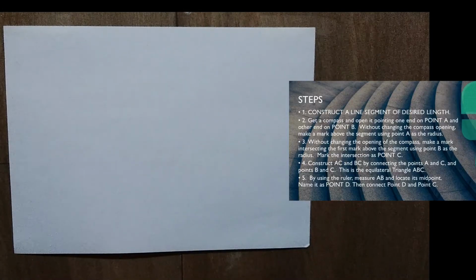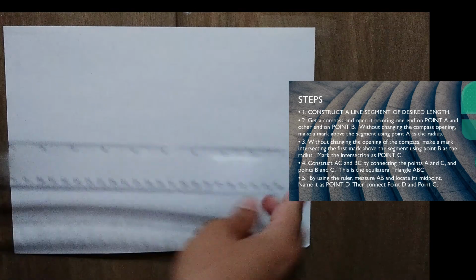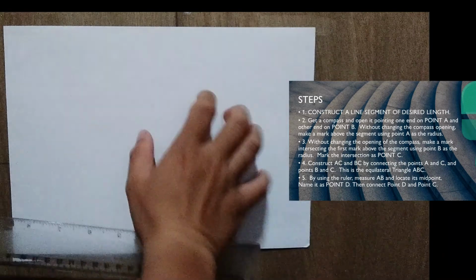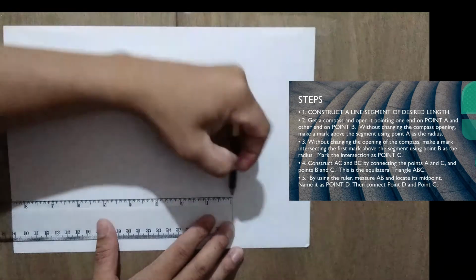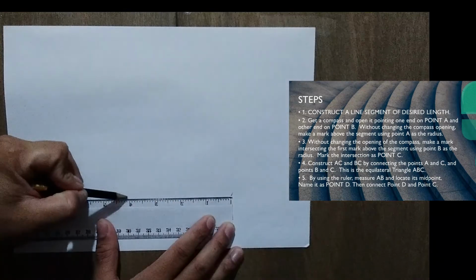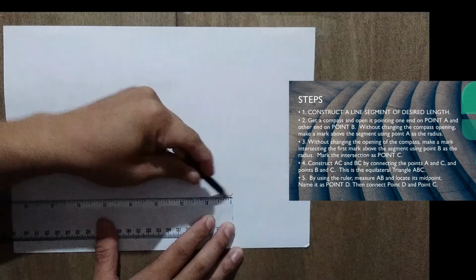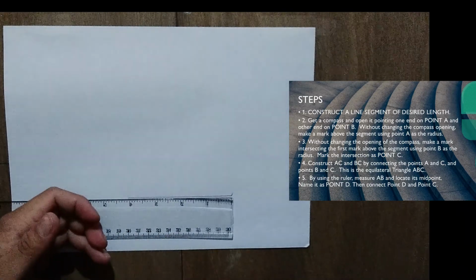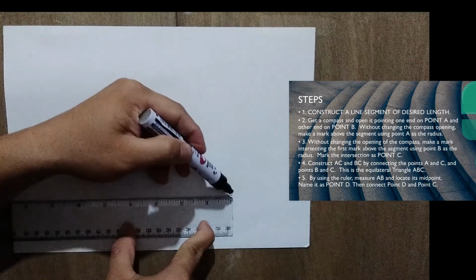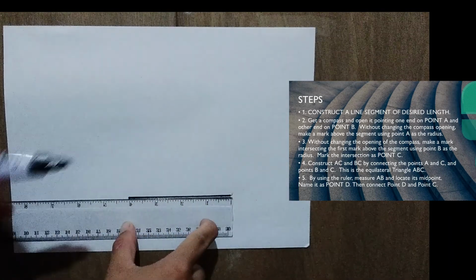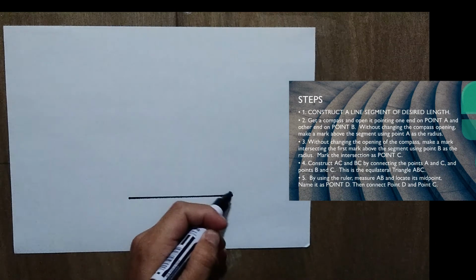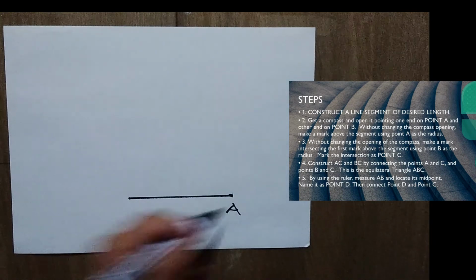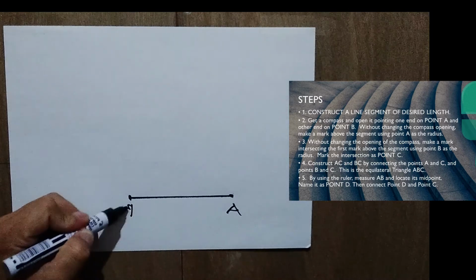Okay, for step 1, construct a line segment of desired length. So to construct a line segment, we are going to use a ruler and then the paper. So let's say we are going to construct a line segment measuring 4 inches. So mark here 1 and then the 4. Then we connect. So we are going to use the marker para mas litaw yung line. So the first endpoint will be point A and the second endpoint will be point B.